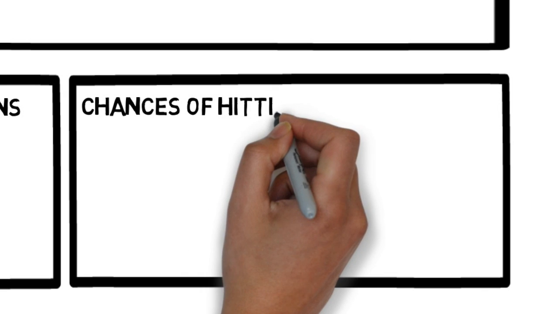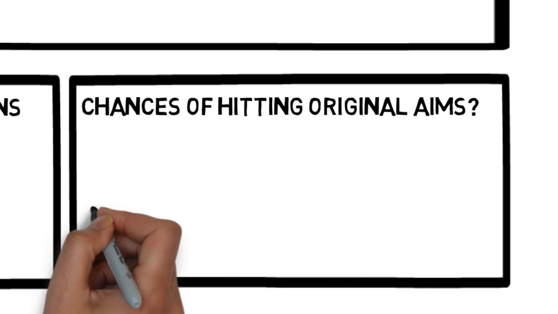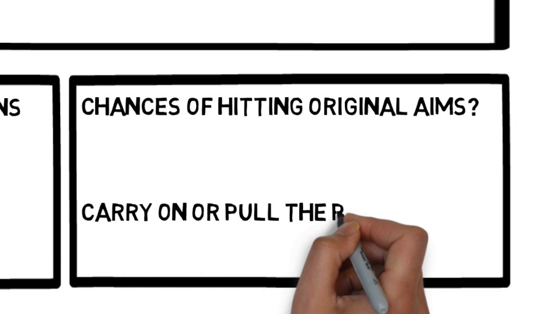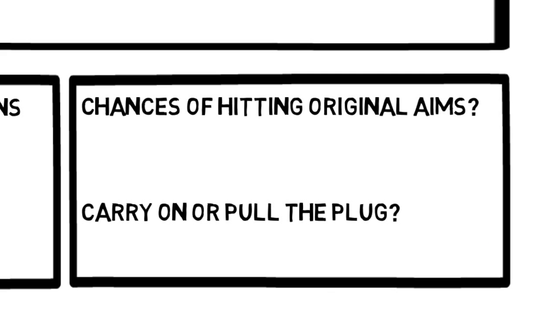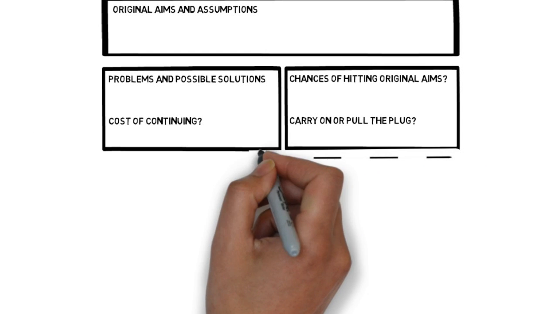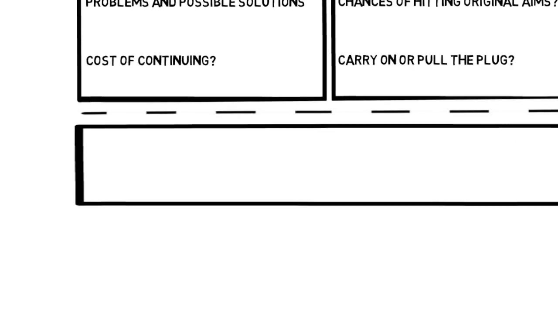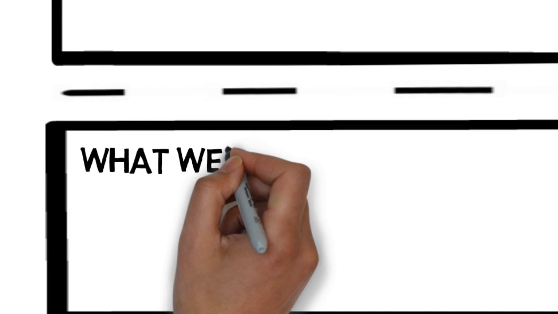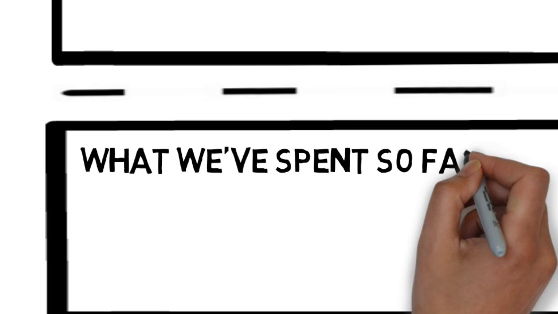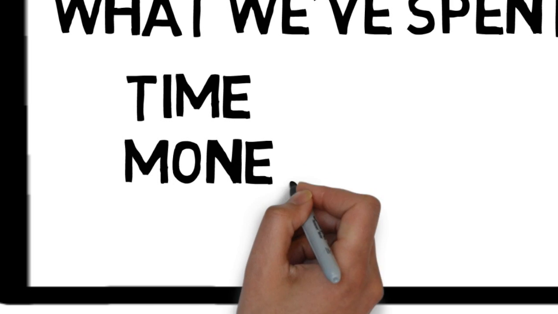Then write down the chances of hitting the original aims. And question, do we carry on or pull the plug? Underneath that, you draw a dotted line, and underneath that dotted line you draw a final box on this side of the piece of paper which asks, what have we spent so far? And what we've spent so far obviously could mean time, it could mean money, it could mean other resources, or even prestige.